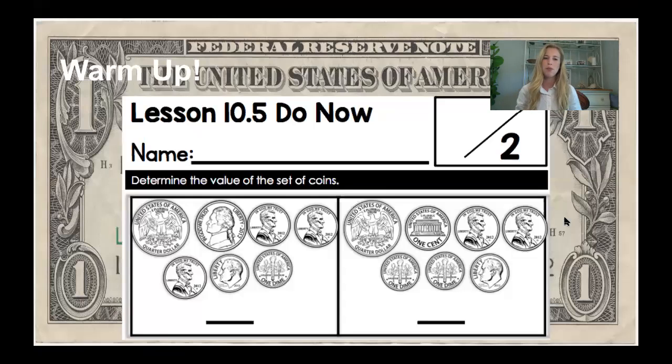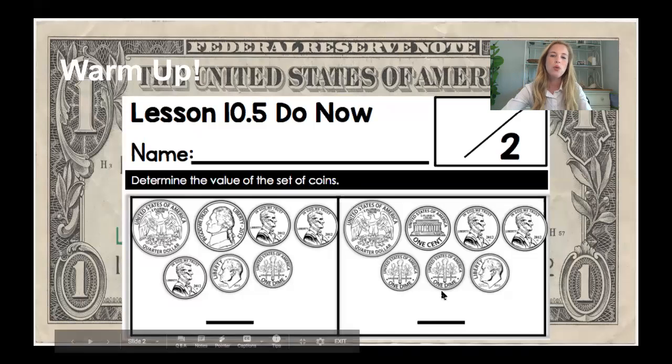All right, here's your warm-up on the screen. You have two problems for your warm-up. You are going to count the value of the coins and write the value on the sheet of paper that you have in front of you. So take a moment, please do both of these problems for your warm-up. You can press pause at any time if you feel like you need more time to solve these, and then press play when you're ready to go. All right, if you need more time, you can press pause. If not, we're going to move forward.